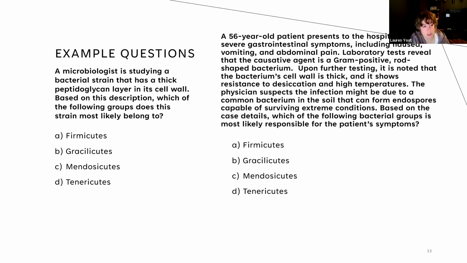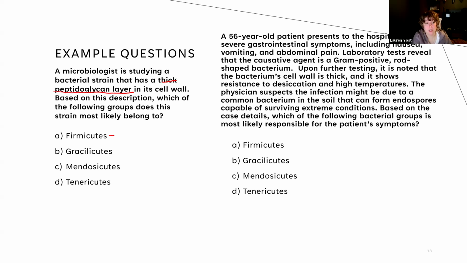A microbiologist is studying a bacterial strain that has a thick peptidoglycan layer in its wall. Sounds like a gram-positive, right? Based on this description, which of the following groups does this strain most likely belong to? Well, it's a gram-positive, but that's not one of our choices. So now we need to understand our choices.